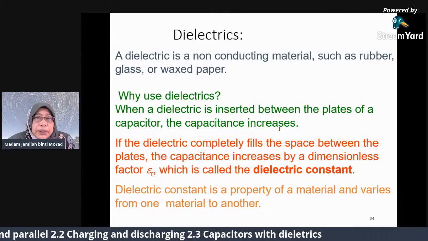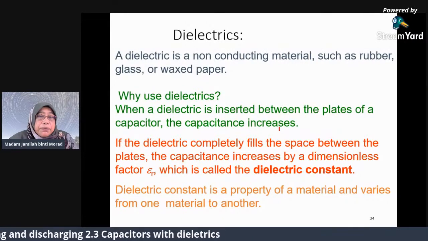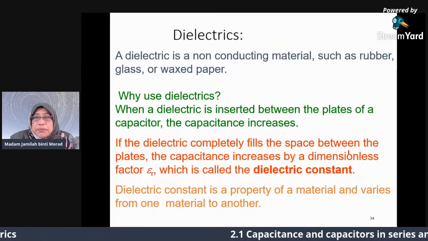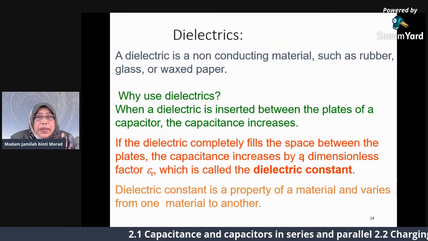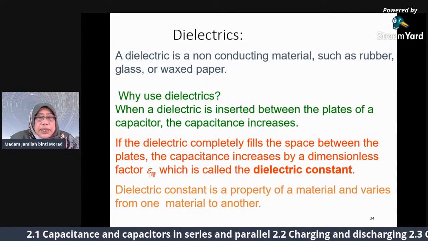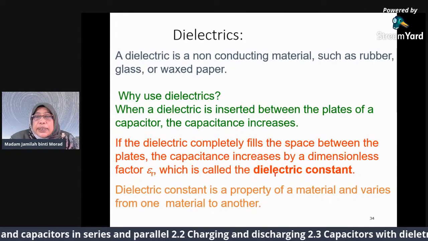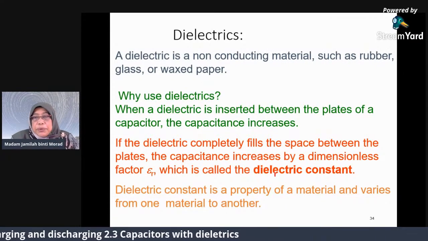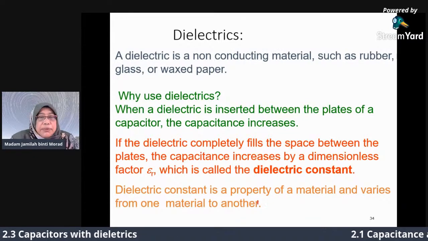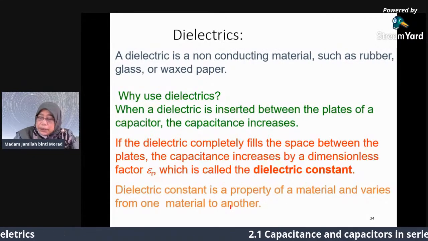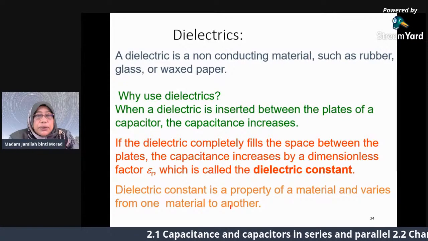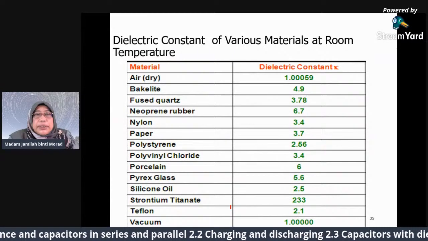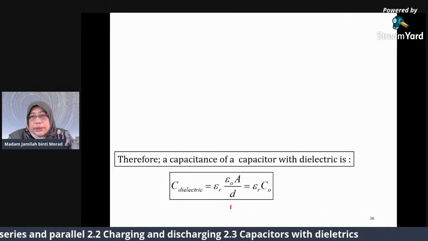When you increase the capacitance, that means you can store more charge per fixed voltage applied. If the dielectric completely fills the space between the plates, the capacitance increases by a dimensionless constant factor, epsilon r, which is called the dielectric constant. So each dielectric has its constant value. That is a property of a material and varies from one material to another, depending on the material that you use as dielectric. This is the value of the dielectric constant for certain materials. You don't need to memorize all this.